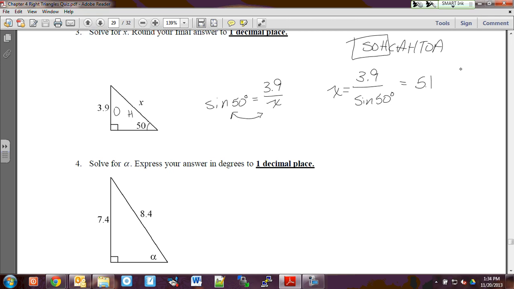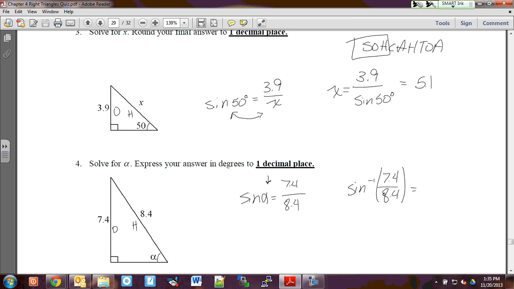Alright, now let's look down here. This is our angle alpha. This is the opposite side. This is the hypotenuse, so again, we're using sine. So we know that the sine of alpha equals 7.4 over 8.4. Now, since we're trying to find the angle itself, what we're going to have to do is take the inverse sine of 7.4 over 8.4.